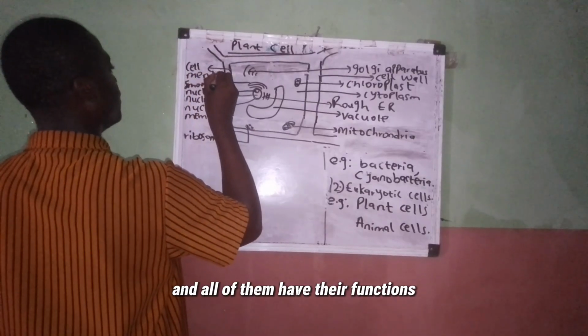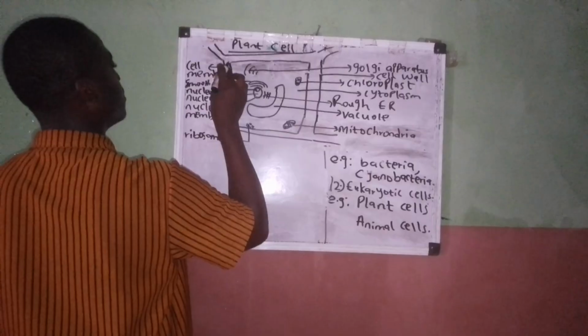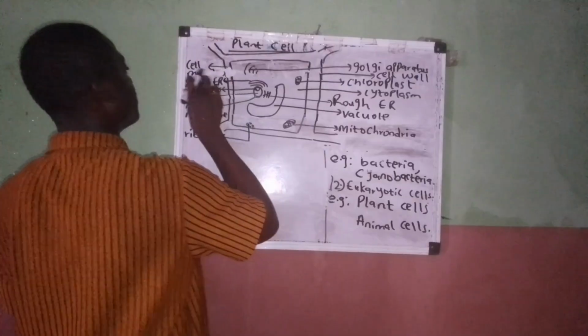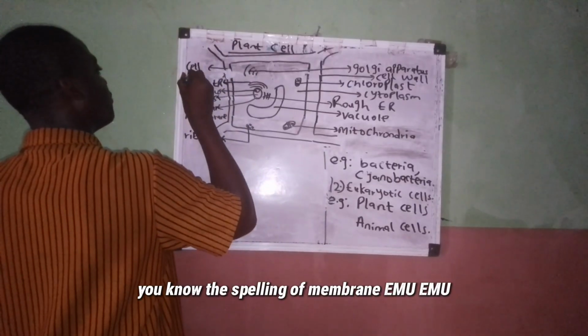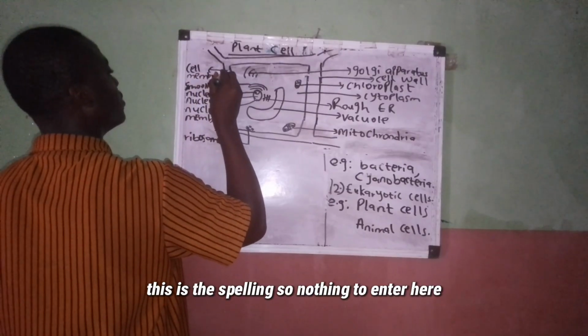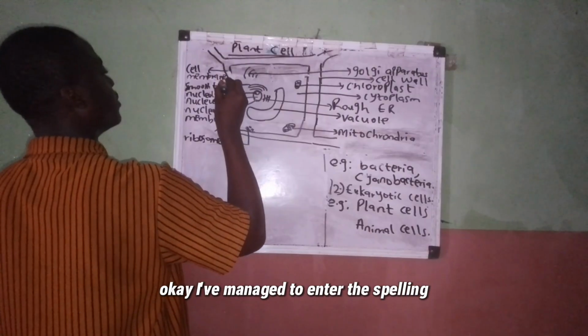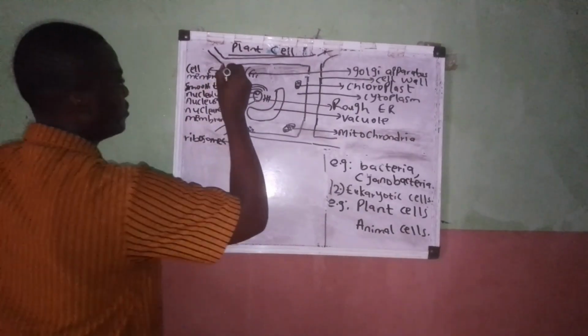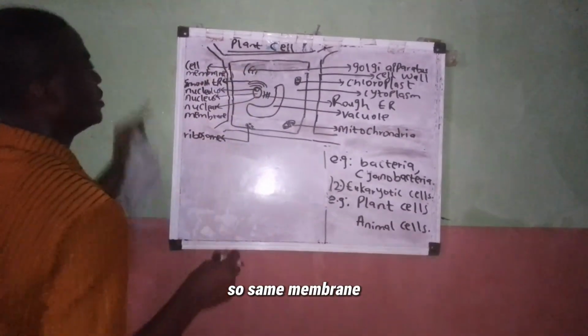And all of them have their functions, which I'm going to explain. You know the spelling of membrane. This is the spelling, so that nothing will enter here. So, cell membrane.